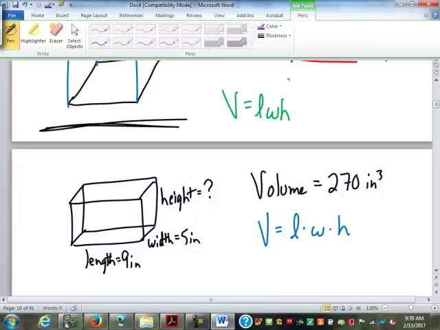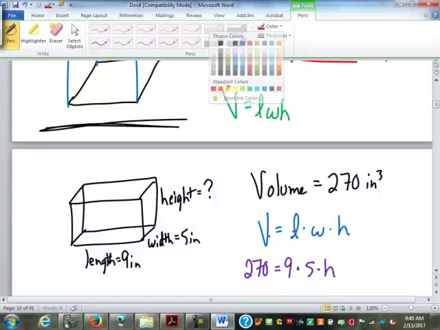So V equals LWH. Do we know V? Yep, that is the 270. Now I could put in cubic inches and the units would work out, but we're going to leave them off just to work with the numbers here. Do I know L? Yeah. Yep, 9 inches. Times, do I know W? Yep, 5. And H? That's what we're looking for, is H.